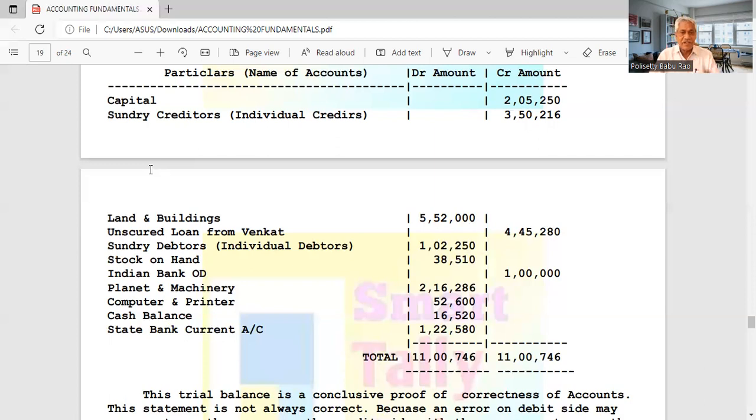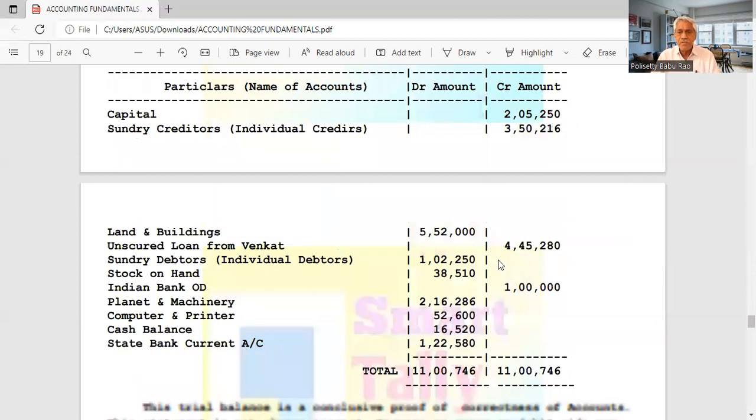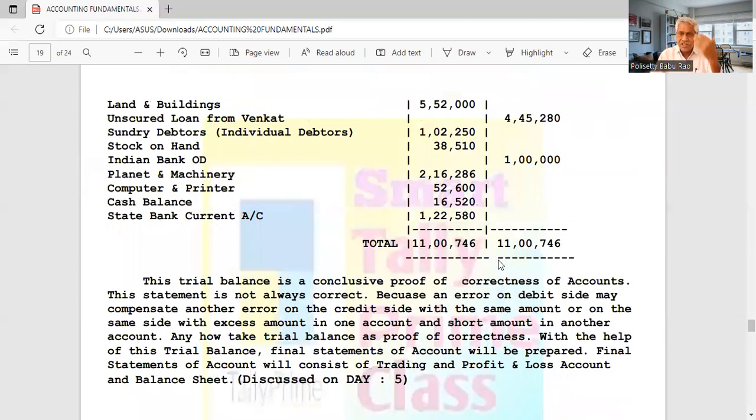You remember that. When they are selling goods to us, they are creditors. When they are purchasing goods from us, they are debtors to us. So each individual, A, B, C, D, or X, Y, Z, we write all the individual debtors accounts. They are collectively called sundry debtors, like creditors. But in the trial balance, for all the ledger accounts, each debtor account you take separately.